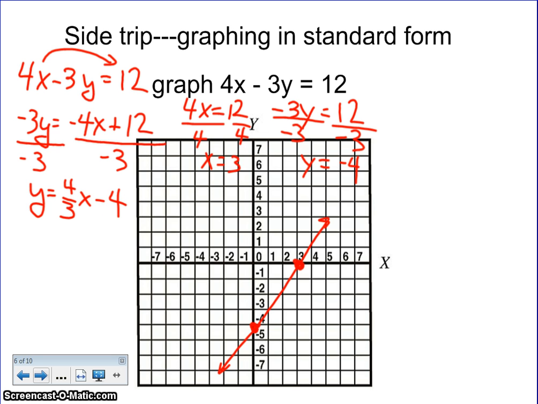We compare that to the graph that we've already done over here. You can see that the y-intercept is negative 4 and that the slope is 4/3, and we do go up 4, 1, 2, 3, 4 over 3 to get to the next point. So that's really everything you need to know about rewriting an equation and about graphing in both forms.